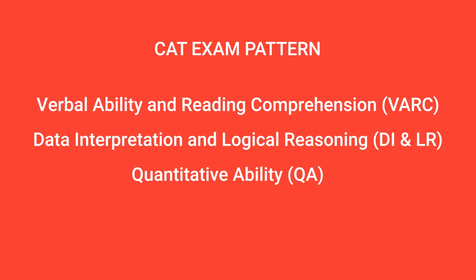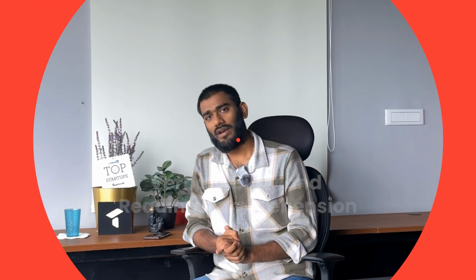CAT basically comprises three different sections. We start with VRC, which is verbal ability and reading comprehension. Second is DILR, data interpretation and logical reasoning, and the third one is QA, which is quantitative ability, right? We'll try to understand all these three sections deeply, in short. So let's talk about VRC.